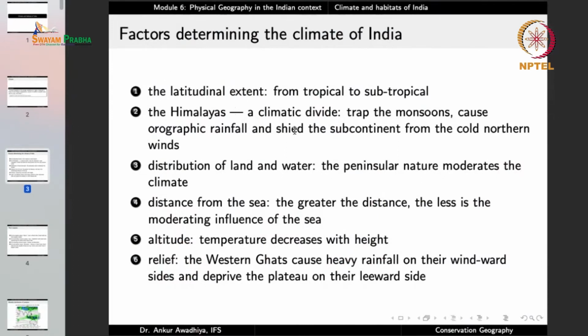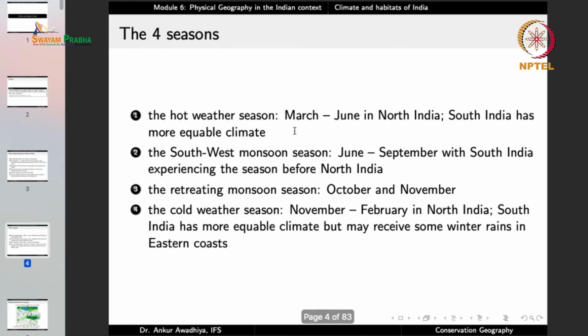So, these are the various factors that determine the climate of India. In India, we define 4 seasons. So, we have the hot weather season from March to June in North India, and South India has a more equable climate, and so we do not clearly distinguish a hot weather season in South India.